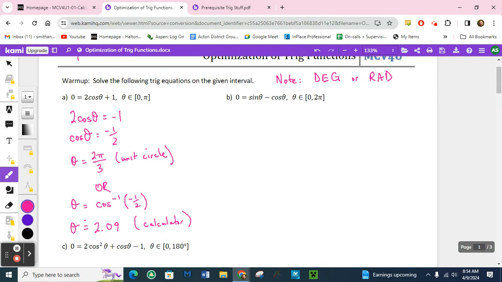Okay, so strategy 1. You can just isolate the ratio and then use the unit circle or use your calculator. And between 0 and pi, that's the only solution. Let's look at part B. Oh my gosh, there's a sine and a cosine. So I can't get one by itself and use method A. What am I to do? Anybody have any ideas, actually? It involves one of the identities you learned in grade 11.